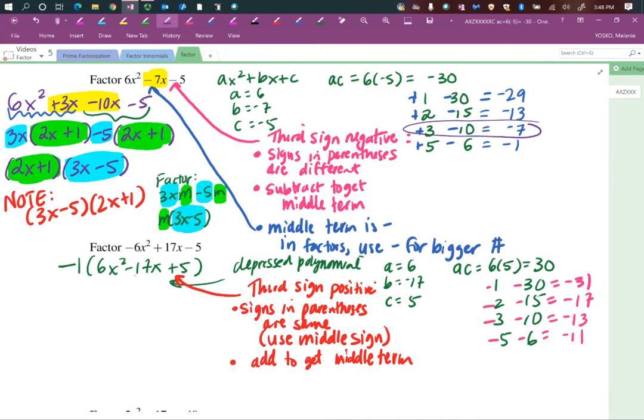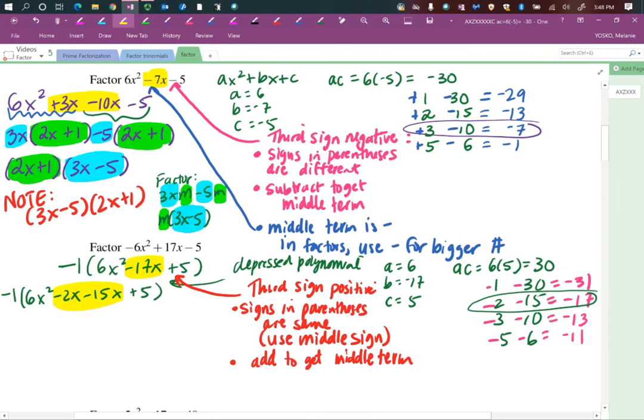We wanted negative 17. So negative 17x means we're going to consider the one that when we combine these values, we get negative 17. So we still have this negative 1 out front, but we're going to rewrite this as 6x squared minus 2x minus 15x plus 5. So we've replaced negative 17x with negative 2x minus 15x. So we see that we've taken this trinomial and we've actually rewritten it as a polynomial with 4 terms.